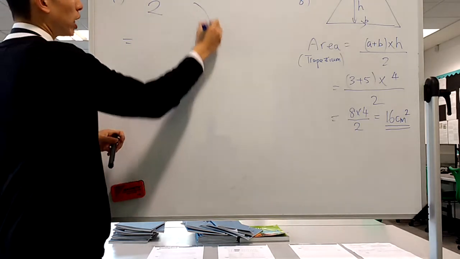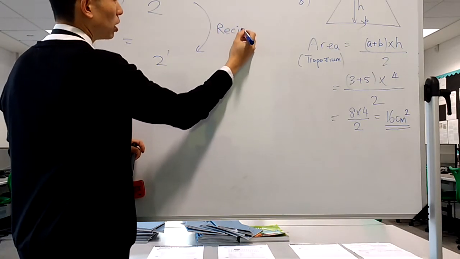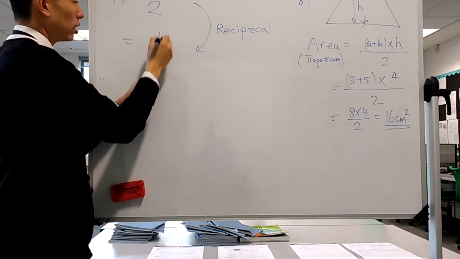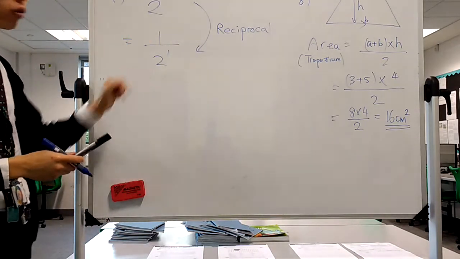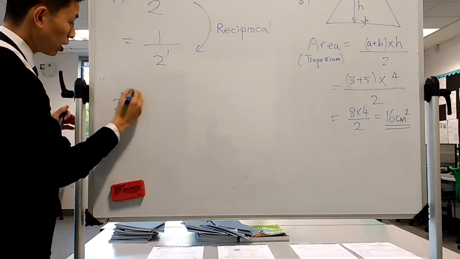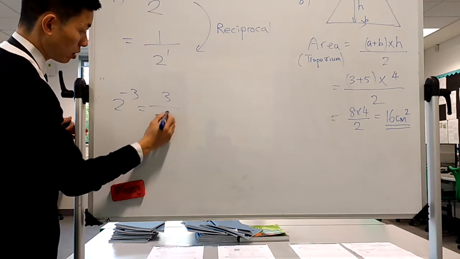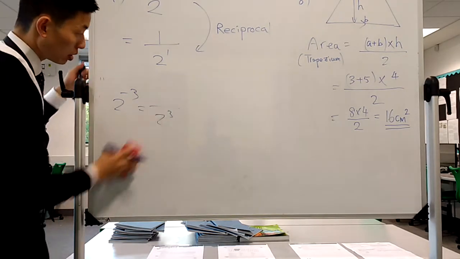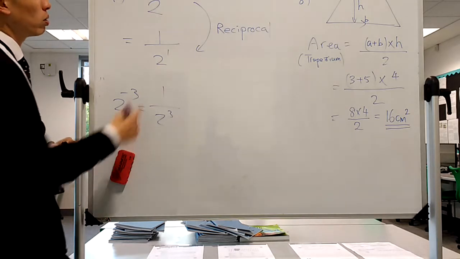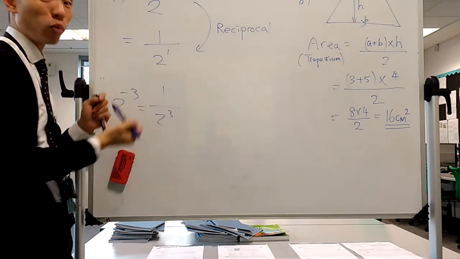So somehow you have to turn these negative indices into positive. And one way to do that is something called reciprocal. It's always 1 over. That is what a reciprocal is. So 2 to the power minus 1 can be written the same as 1 over 2 to the power 1.